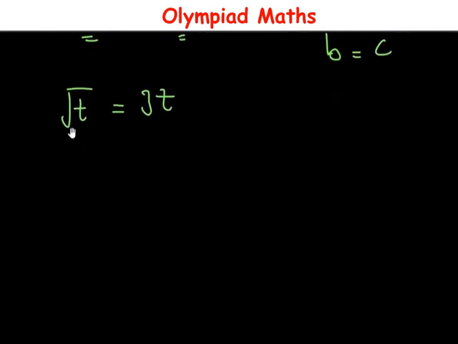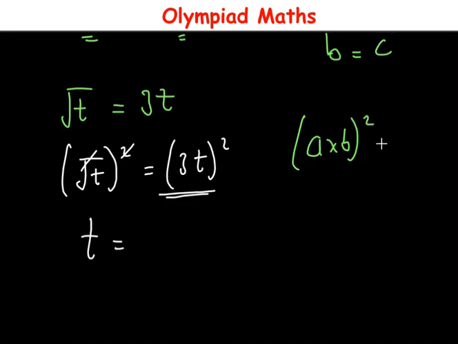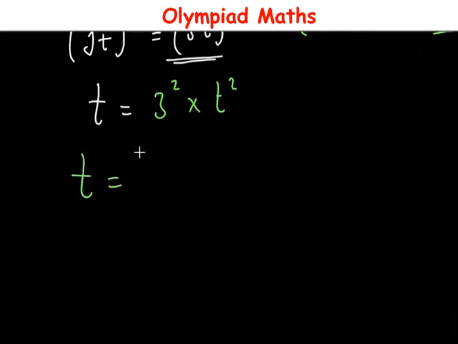So with this, we have square root here. We are going to eliminate the square root, and to do so, square both sides of the equation. So in bracket, root t all squared equals in bracket 3t all squared. So square cancels square root, t is equal to, now looking at this, we are going to apply this rule. If you have a times b all raised to power 2, this equals a squared times b squared. Applying this rule right here, this then becomes 3 squared times t squared. Okay, shows that we have t is equal to 3 squared is 9, then times t squared.